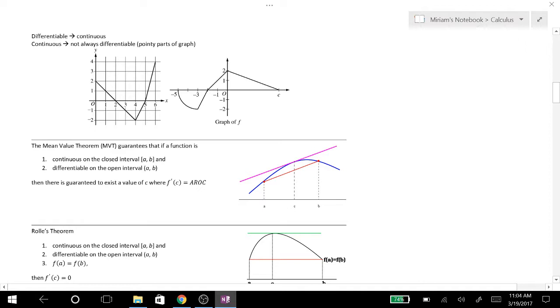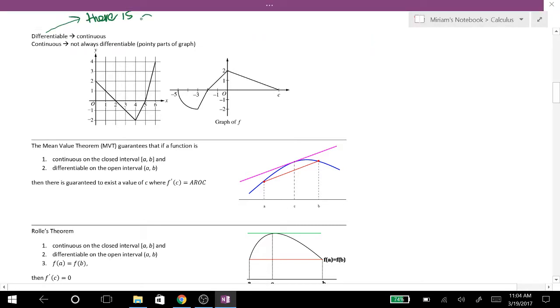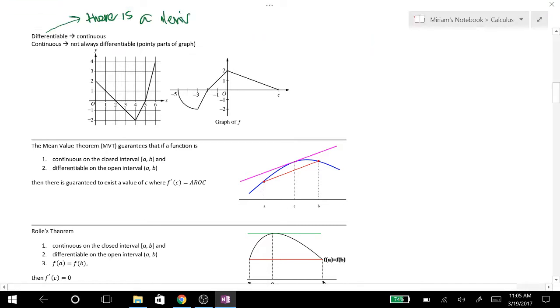So a few things to remember here. When you have a function that's differentiable, meaning there is a derivative, then you know that the function is definitely continuous. Meaning, if you graph that function, there's not going to be any jumps, holes, vertical asymptotes, any problems like that. Now the other way doesn't always work. You can have continuous functions that don't have a derivative.